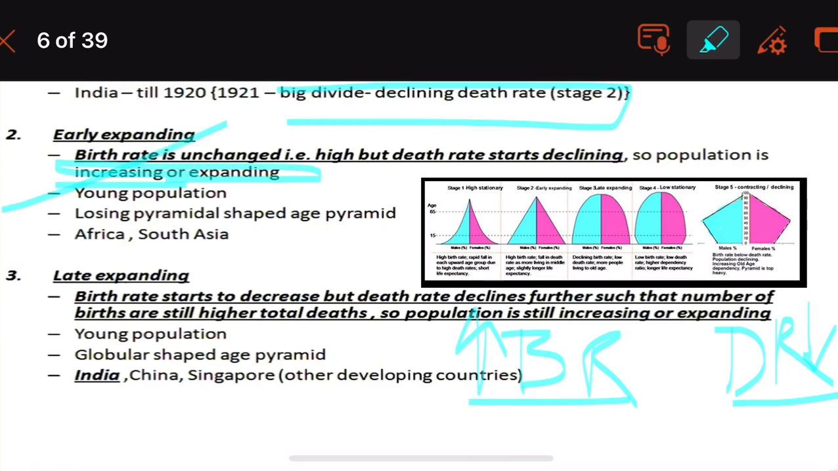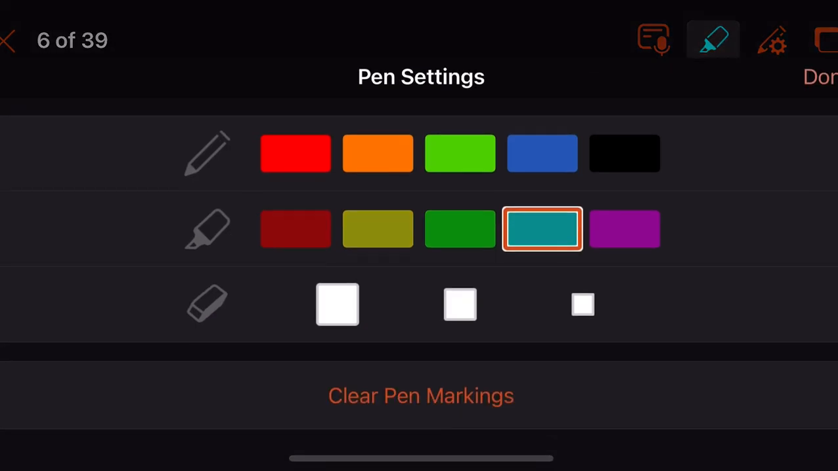Young population is observed. The age pyramid is losing its pyramidal shape. Pyramidal shape was like this. Now it is losing the pyramidal shape and becoming kind of triangular. It is seen in Africa and South Asia.